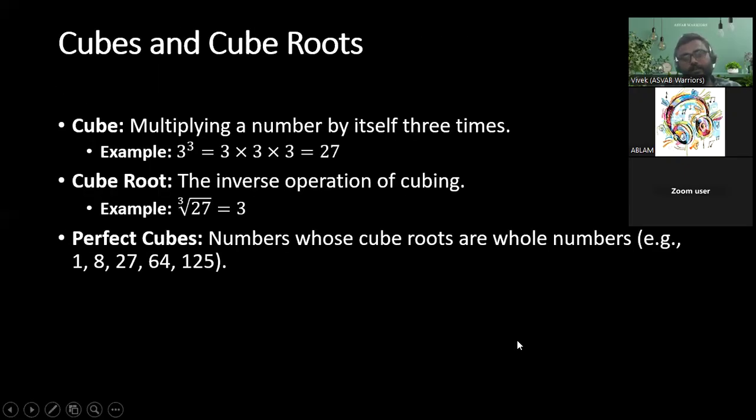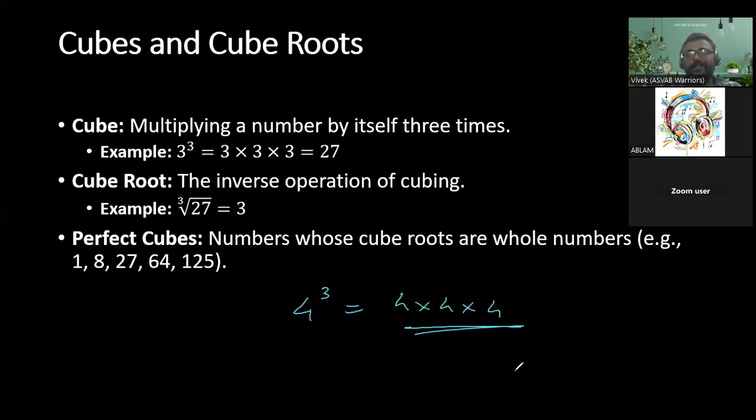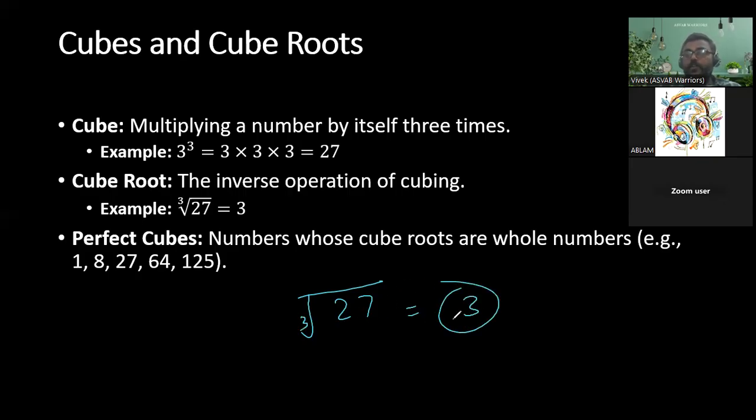Now similarly, cube and cube roots. So cube is a number which is multiplied with itself 3 times. So if I take an example, 4 cube, that means 4 is multiplied with itself 3 times. So 4 times 4 times 4, which will be nothing but 64. Okay, and cube root. So what do we do? Cube root of 27 will be nothing but 3. That means you need to find a number which is multiplied with itself 3 times.